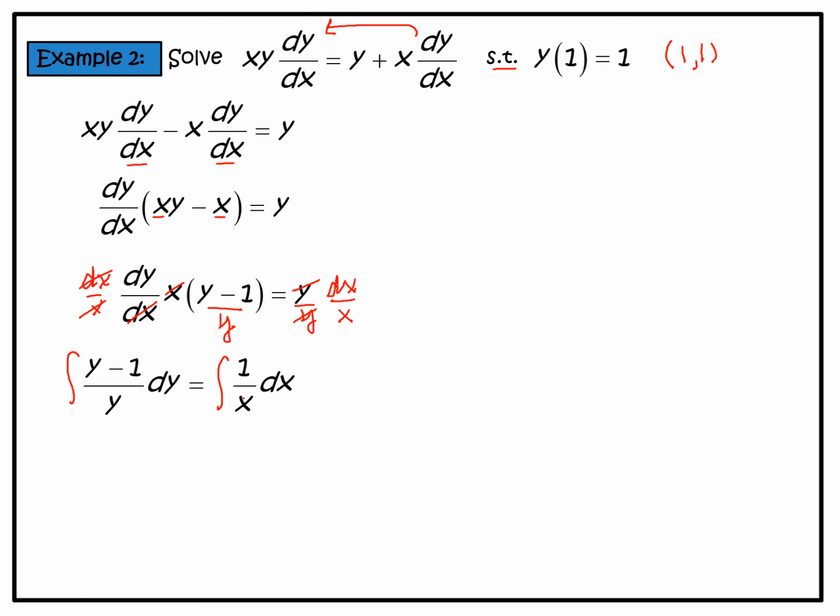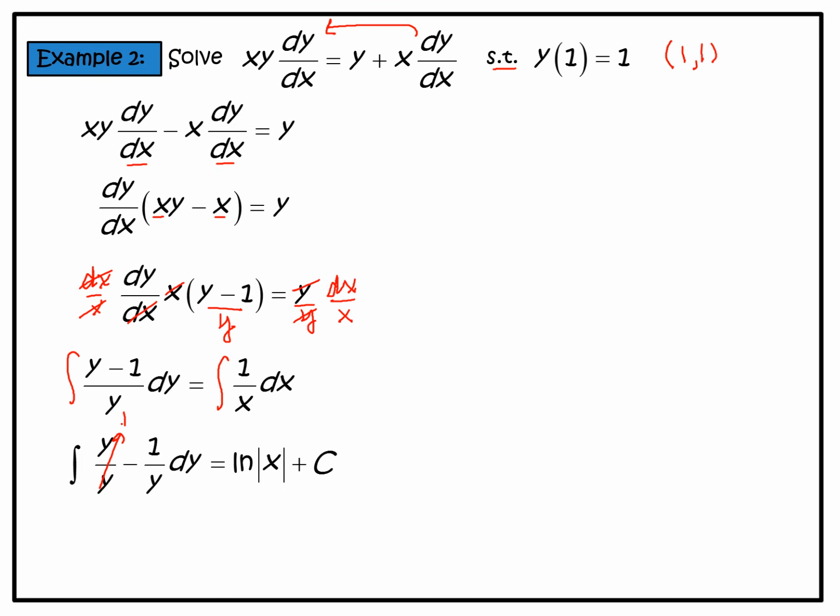We've got a little bit more work to do on the left-hand side before we can integrate. Let's split these apart over the LCD of y, or if you want, take y up to the top as a negative 1 exponent and multiply it through. So on the left-hand side, we've got y over y minus 1 over y, and y over y is just equal to 1, so it's 1 minus 1/y. The integral on the right-hand side is all set to go. That's just natural log of absolute value of x, and then we've got our constant.